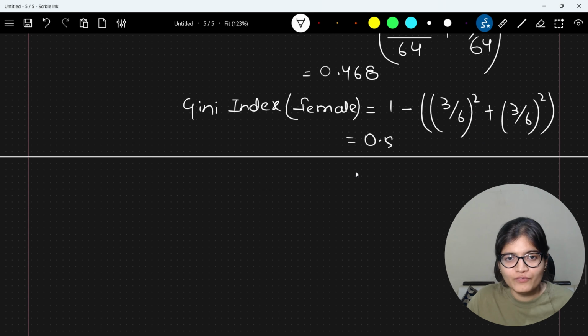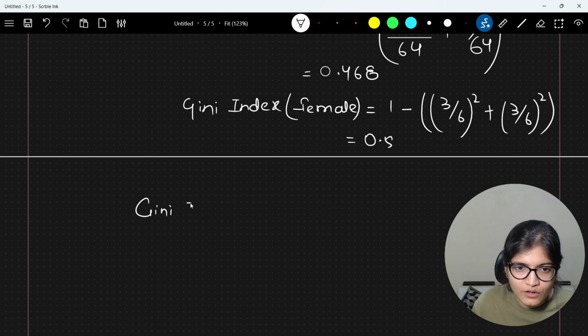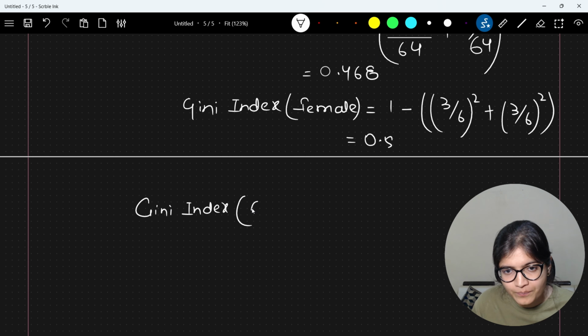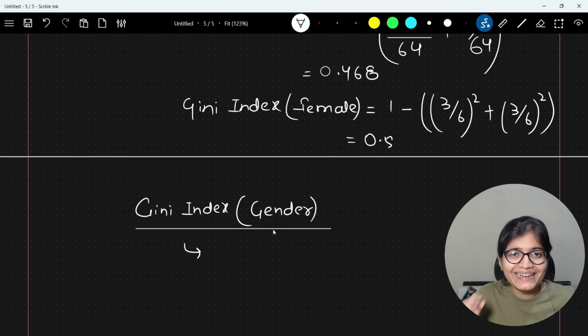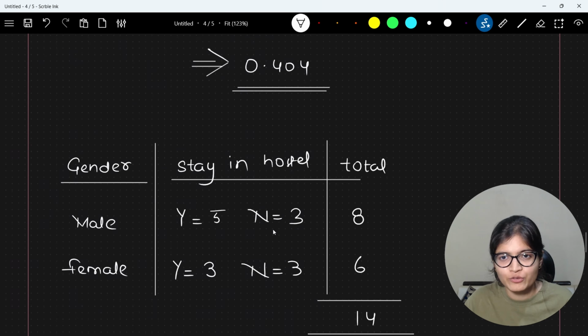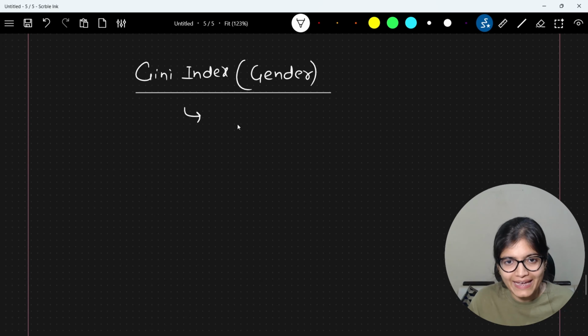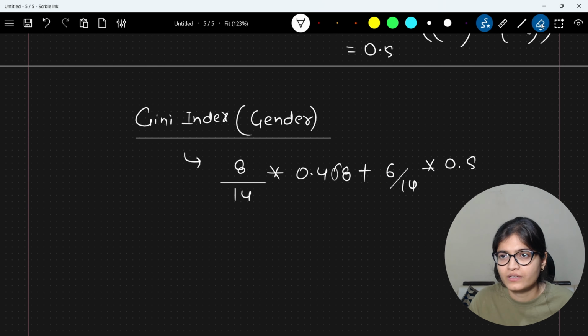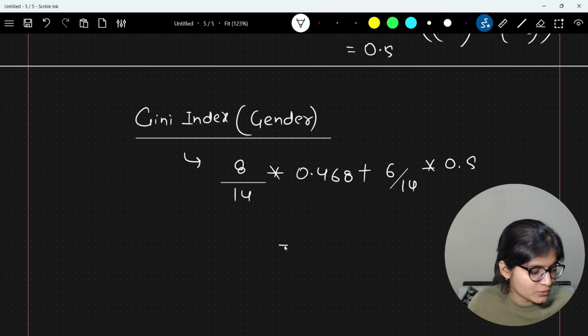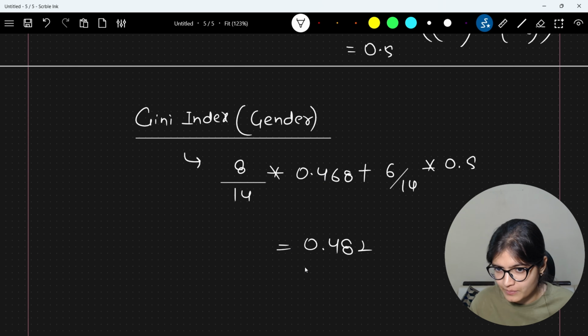Now, if I ask you what is the Gini index for the complete feature named gender, you will answer that it is equal to, how many records of male are there? It will be 8 out of 14, and the value is 0.468. Similarly, here it will be 6 by 14 and the value is 0.5. That's it. Now we can get the final result, which is equal to 0.482 approximately.